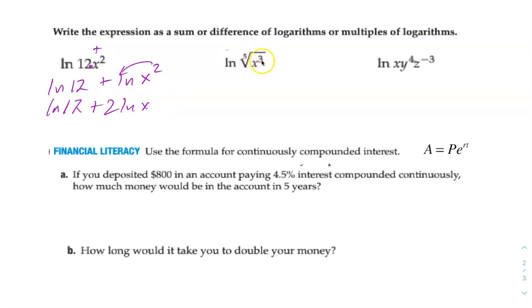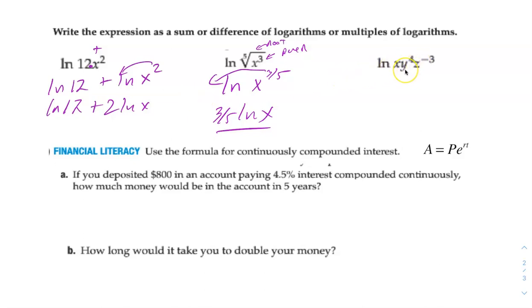Next one. If we were to rewrite this as a power, remember that that's the power and this is a root. So you want to write it as x to the 3/5, and then you can move that 3/5 to the front. There you go. So let's just rewrite it, you get this, and move that to the front.